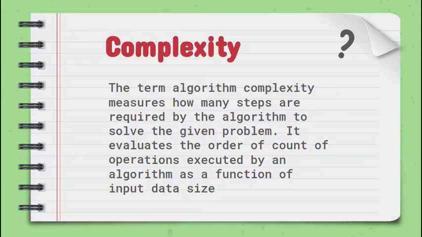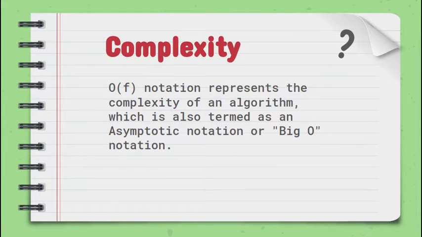So to assess the complexity, the order, approximation of the count of operations is always considered instead of counting the exact steps. Okay, so we always take the approximate, instead of counting the exact number of steps, as we are going to see later.